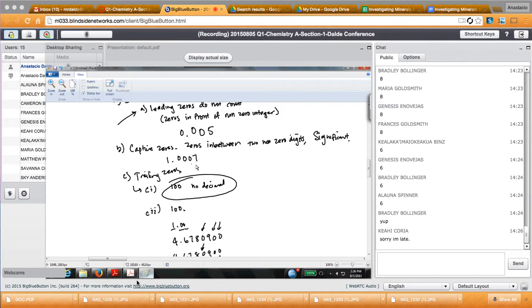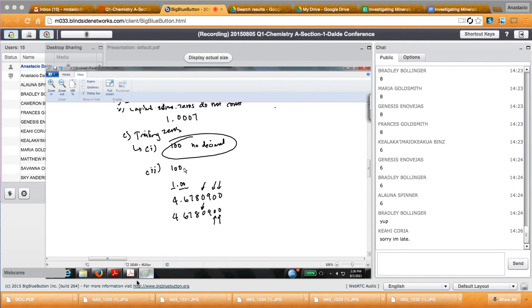Got it? Trailing zeros, this is where it gets a little bit dicey. If there is a decimal place, then those trailing zeros are significant. If there's not a decimal place, those trailing zeros are not significant. Done. Got it? That's all we've covered so far.